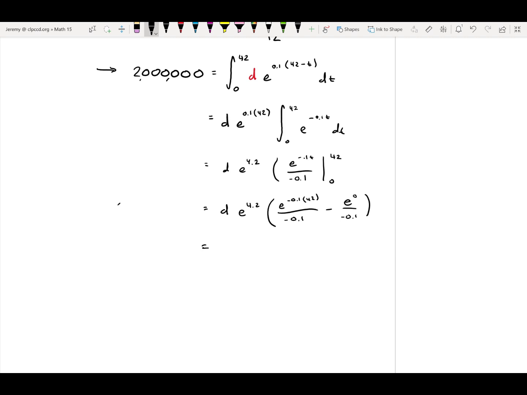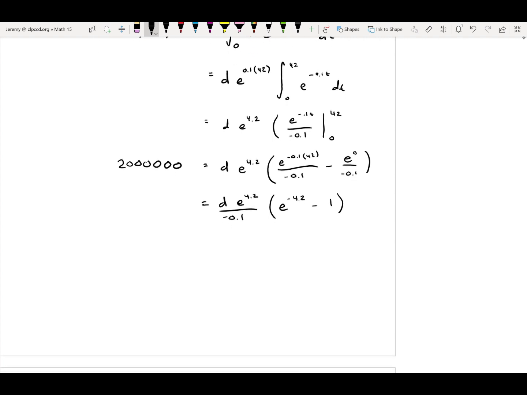And remember, we have 2 million on this side of the equation, so what I'm doing now is simplifying the right-hand side down to a reasonable expression where I can then divide both sides by whatever is not d to get d isolated and get it in my calculator. So, I have the e to the 4.2. I could pull out that negative 0.1, and then I'll just have e to the negative 4.2 minus e to the 0, which is just 1. Equal to 2 million.